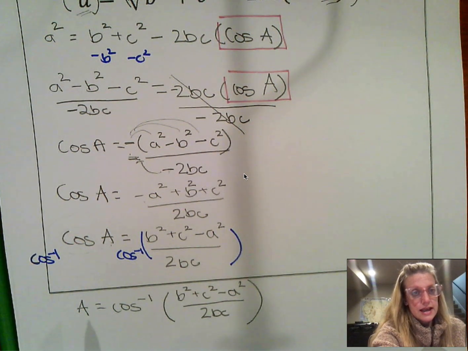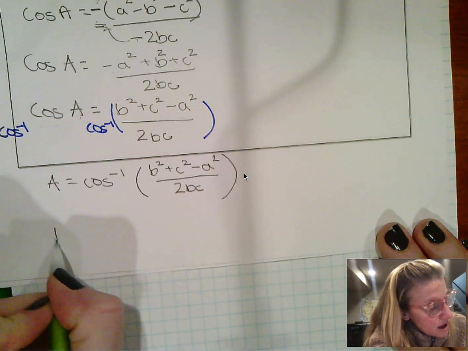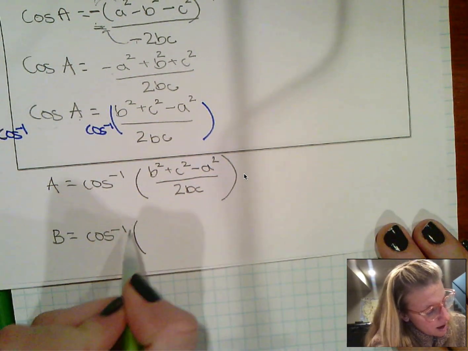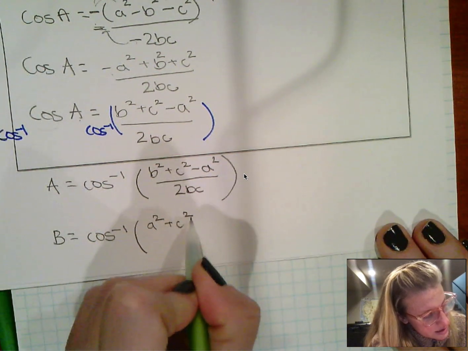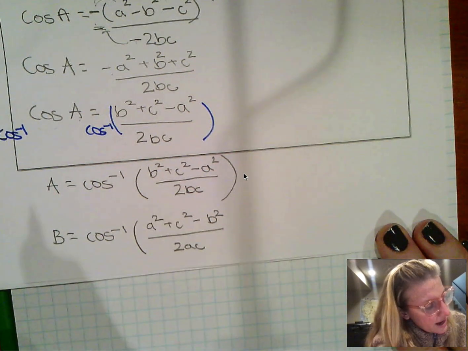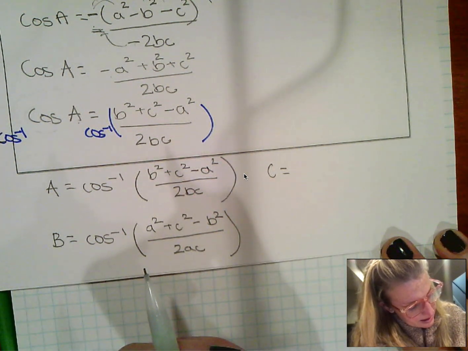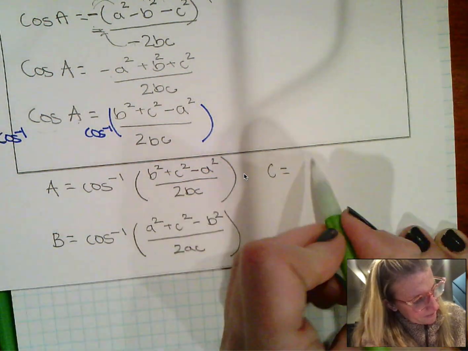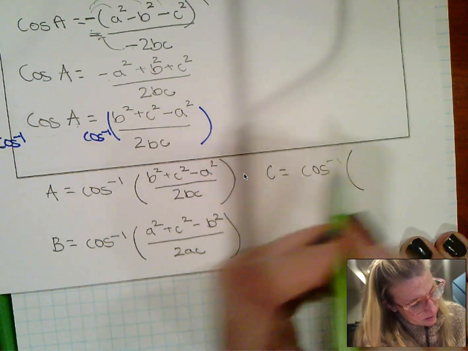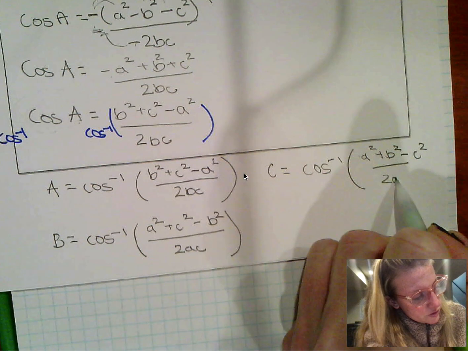And then just like for our side lengths, once you know one of the formulas, you know all of them. So to find angle B, see if you can find the pattern. We're going to do that inverse cosine, only this time it will be a squared plus c squared minus b squared all over 2ac. And then if we're looking for angle C, we're going to have the inverse cosine of a squared plus b squared minus c squared all over 2ab.